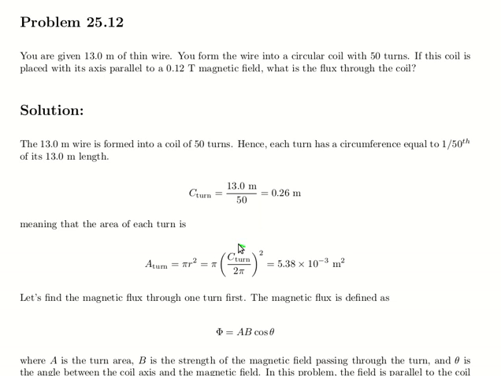The relation between the radius and the circumference is such that since circumference equals 2 pi r, therefore r is equal to c, or circumference, divided by 2 pi. So pi r squared, given what we have, then comes out to 5.38 times 10 to the minus 3 square meters per turn. Okay, so let's find the flux through that turn.